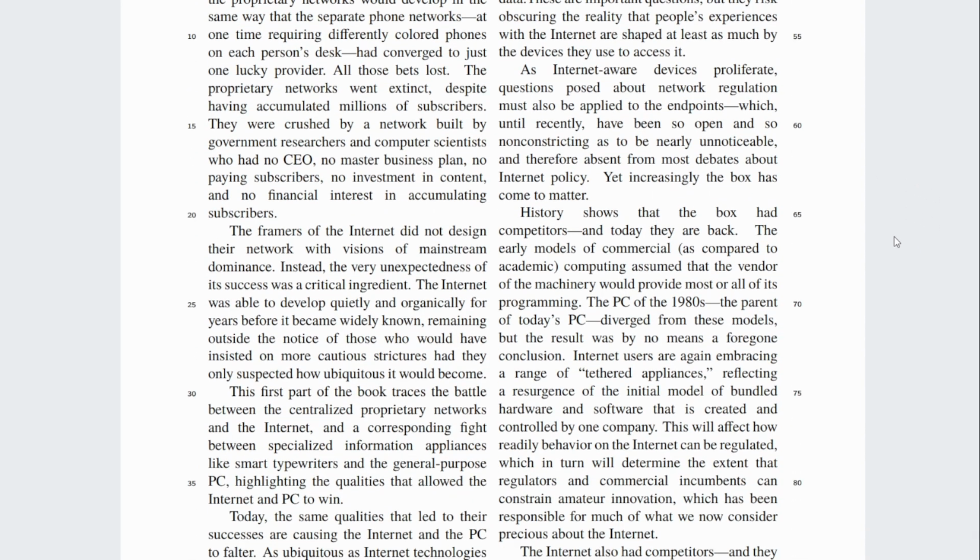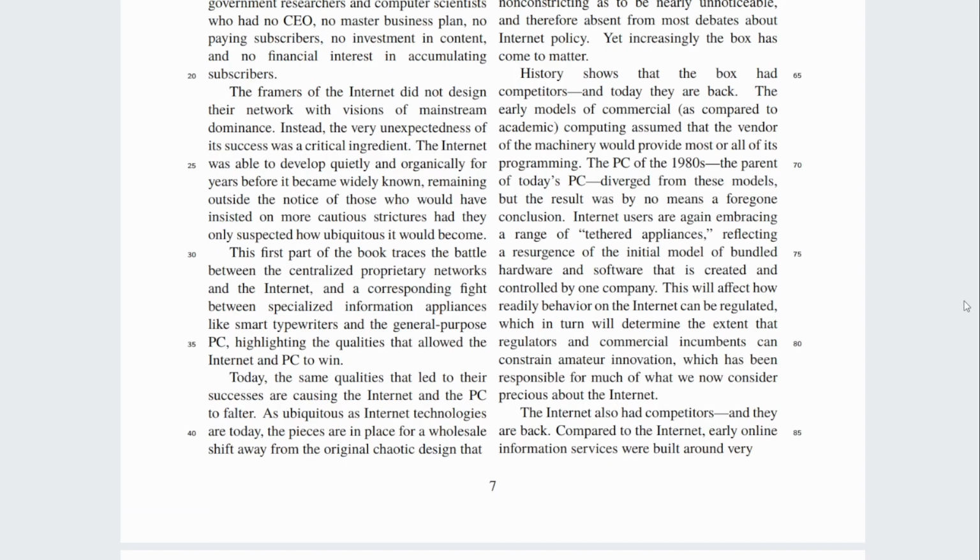As internet-aware devices proliferate, questions posed about network regulation must also be applied to the endpoints, which, until recently, have been so open and so non-constricting as to be nearly unnoticeable, and therefore absent from most debates about internet policy. Yet increasingly, the box has come to matter. History shows that the box had competitors, and today they are back.